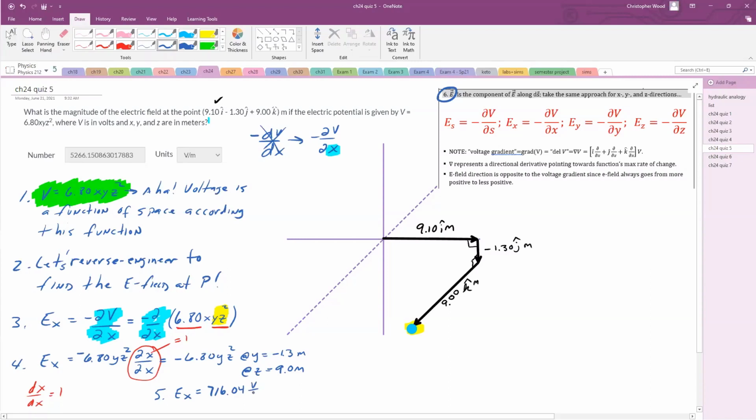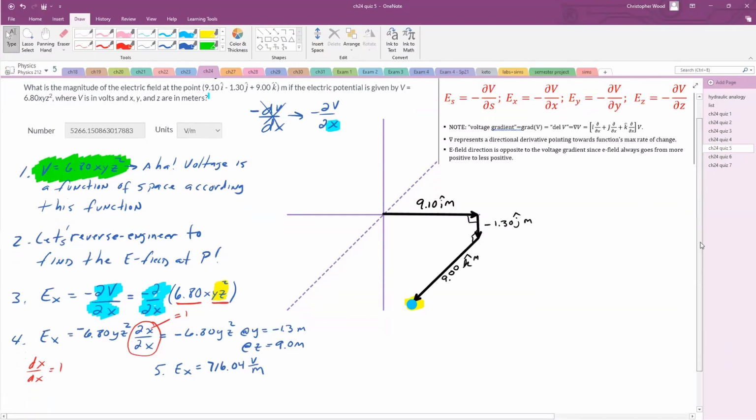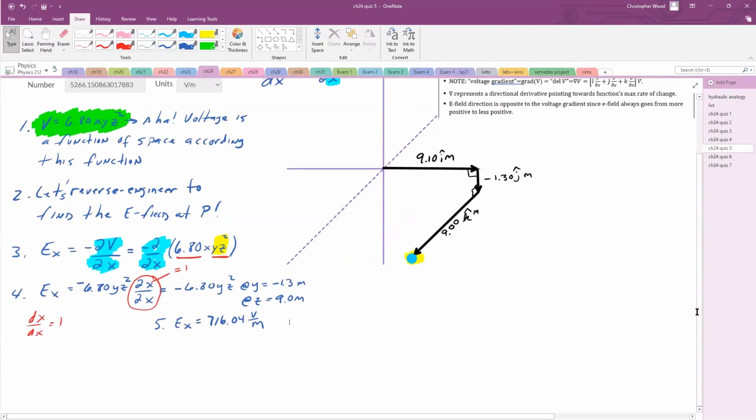716.04 volts per meter. Can you scroll down, please? Okay, and I'm just going to double check that. Negative 6.8 times negative 1.3 times z squared. Okay, I'm getting this. Notice the units.